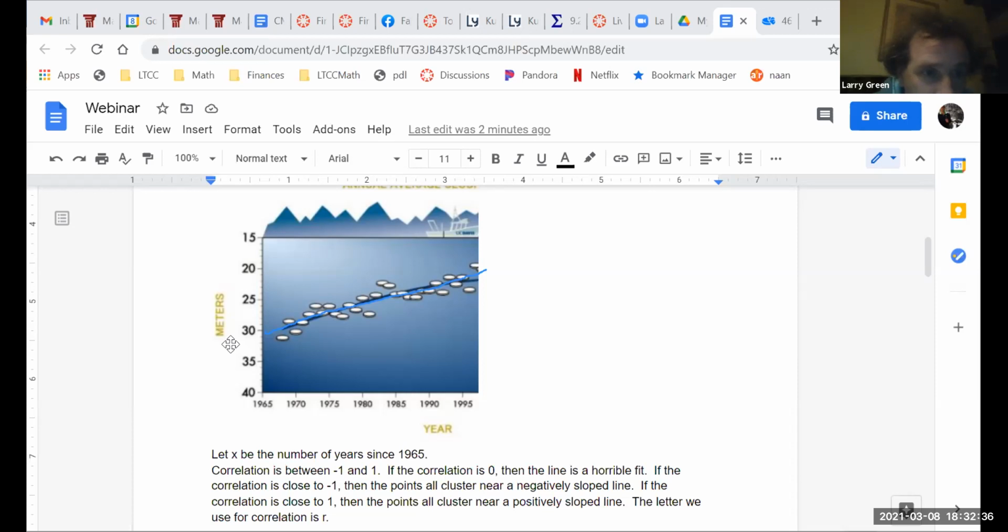About 30. I think it's more like 31. Do you see? A little below 30. So I'm going to say it's 31. So then the y-intercept is 31. Any questions on eyeballing the y-intercept?